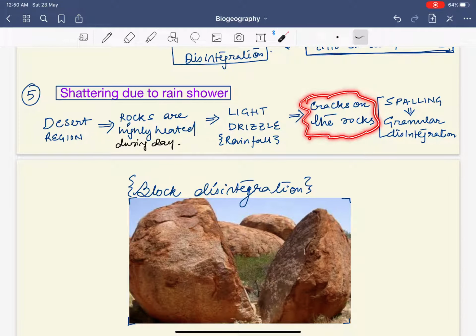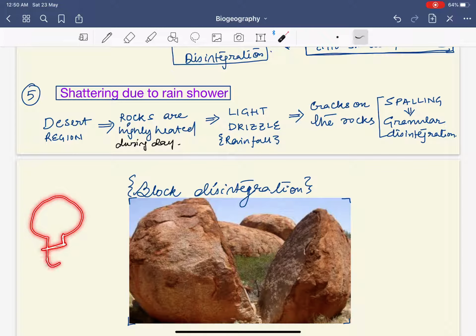Now, a simple example I can give you is the mercury light. When the mercury light is hot, just throw a drop of water on it, and you'll see that it will get shattered, meaning the glass will break. It is this simple mechanism. Whenever a thing is heated and all of a sudden water falls over it, it gets shattered, and this is called shattering due to rain shower.